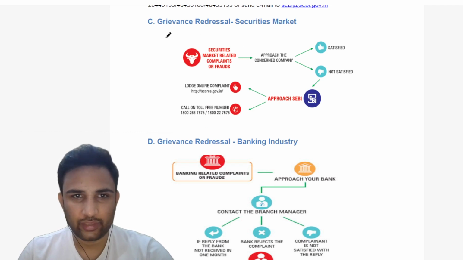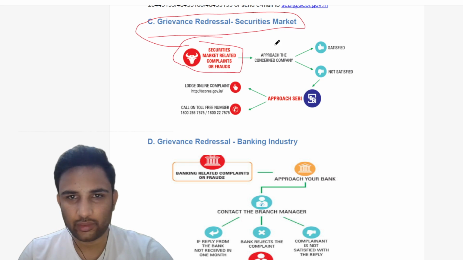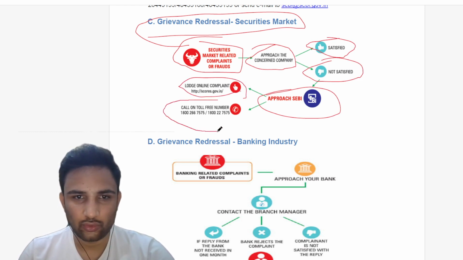So this is how the Indian securities market grievance redressal works. Whenever securities or market related complaints or fraud happen, investors approach the concerned company. If they are satisfied, then it is fine. If they are not satisfied, then they can approach SEBI. They can also lodge an online complaint or call on the toll-free number.